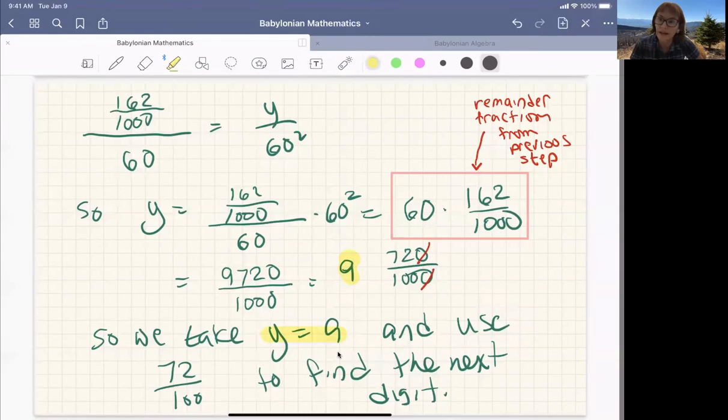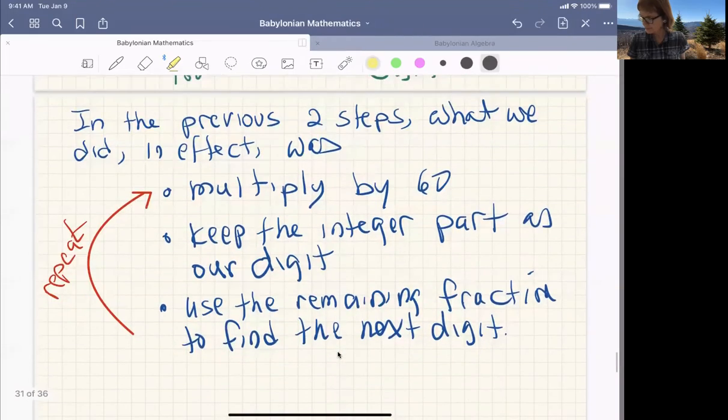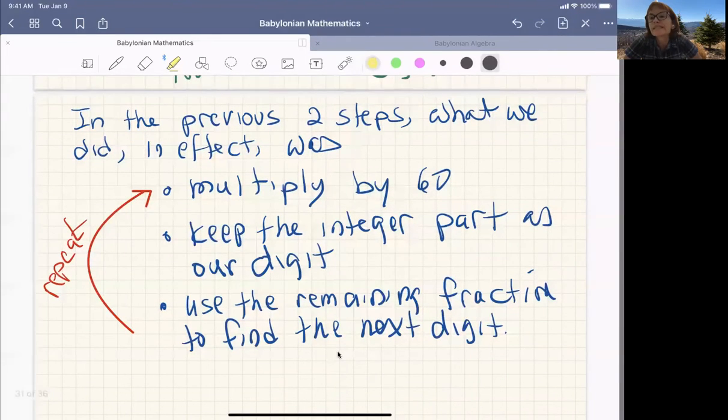Okay, so here's where the shortcut comes in. The previous two steps have something in common. What we did was we multiplied the number that we had left over from the previous step, or if it was just a fraction, the number we started with. We took that number and we multiplied by 60. We kept the integer part as our digit.